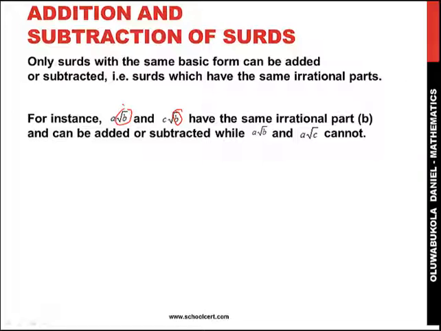But if you have, for instance, A root B and A root C, they do not have the same irrational part, so they cannot be added or subtracted. That's what I mean by the same basic form. So those, the last example cannot be added and subtracted.